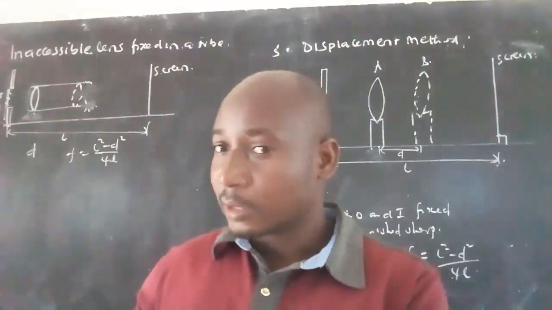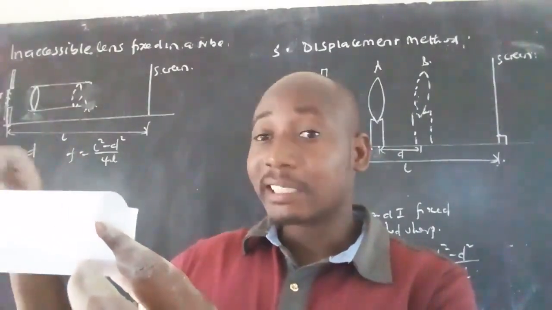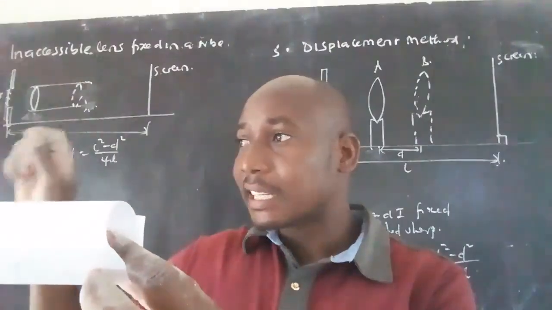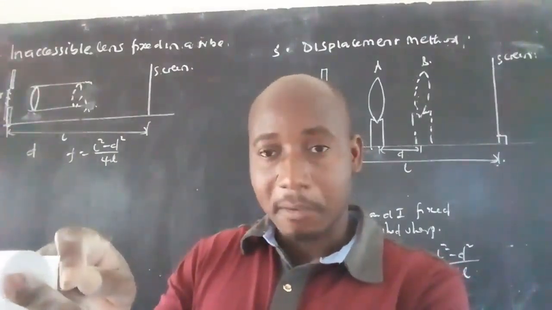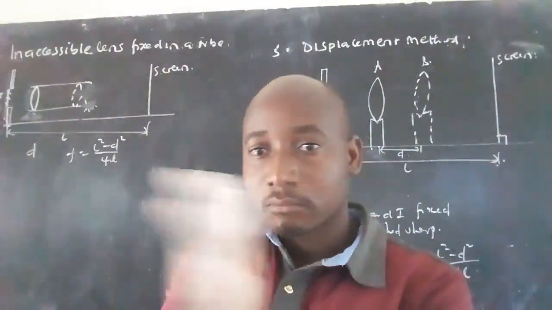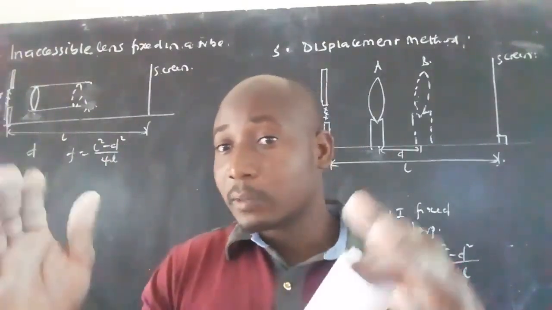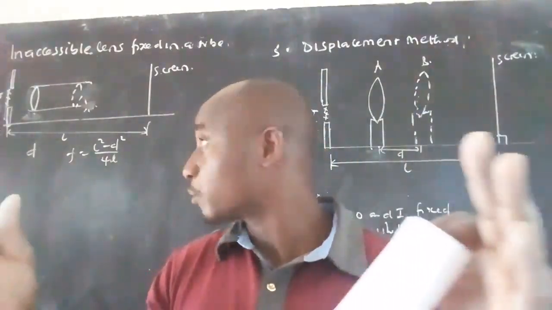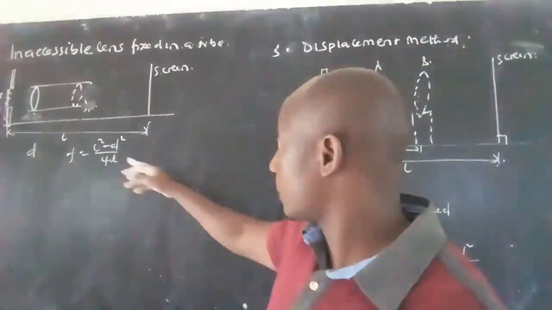Then again I move towards the screen until a diminished image is formed. When the image is formed, which is clear, sharp, and diminished, then the end of the tube here, I mark it on the table. The distance between two marks is measured and recorded, and that is our D. Then the distance between the screen and the object is measured and recorded, and that is our L.